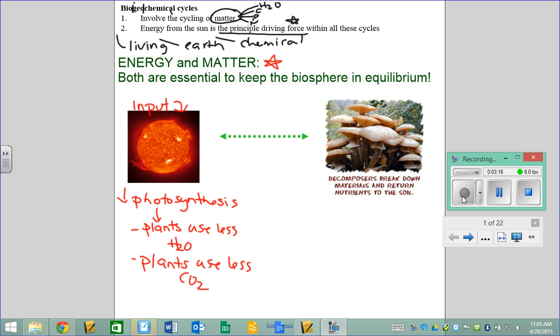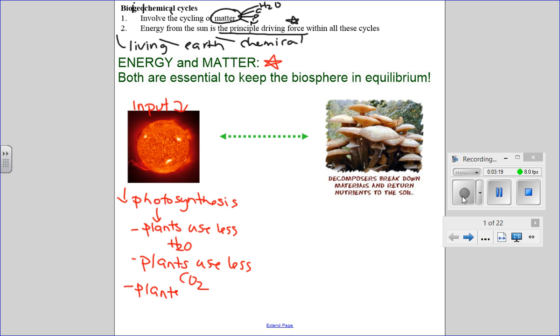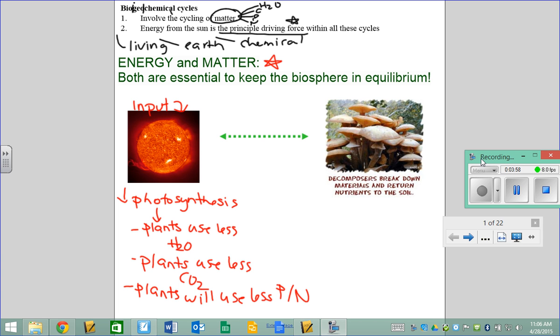If I have less photosynthesis, plants will use less phosphorus and nitrogen, which they absorb from soil to help build new structures. For example, phosphorus is part of ATP, adenosine triphosphate, and nitrogen is part of an amino acid, which is the building block of a protein. So if I took away energy, I'm going to directly affect all of those cycles simply by removing energy. I'm of course going to affect living organisms, but I want you to see the link between living organisms and cycling of matter. Now let's take a look at the other side of the story, decomposers.